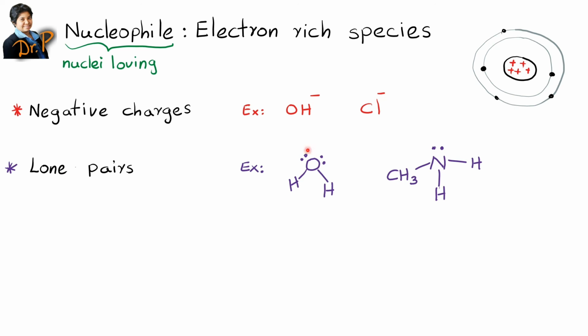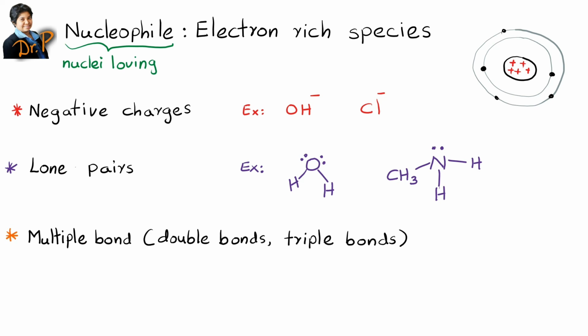If these electrons are not in a bond, that means they have some sort of freedom to get attracted towards a positive charge. So species that hold lone pairs can act as nucleophiles. What else can act as nucleophiles? Multiple bonds. For example, double bonds and triple bonds.